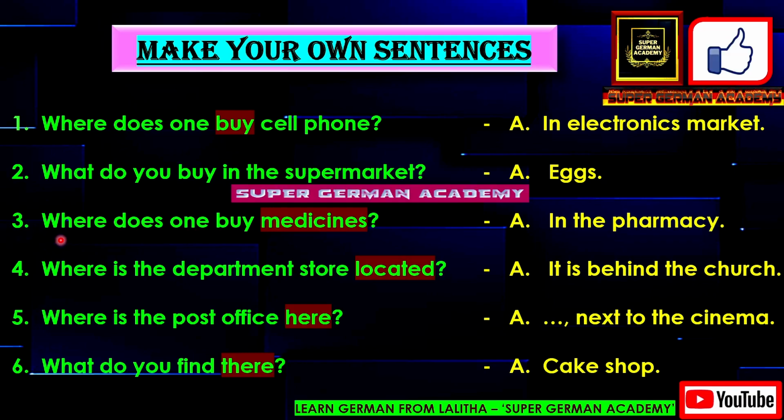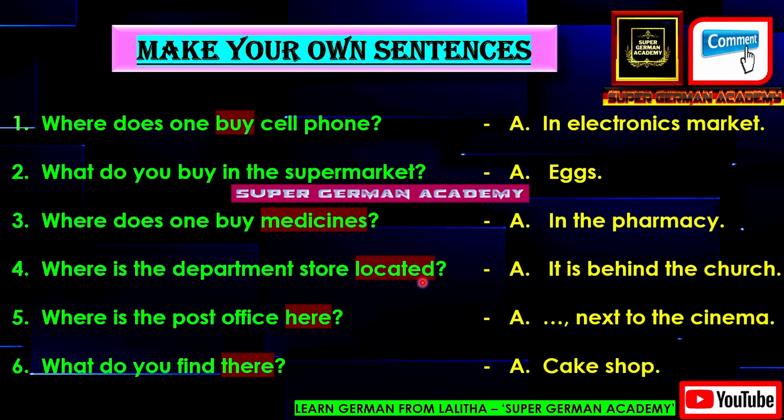The third one is, where does one buy medicines? Again here you are asking, where does a person buy medicines? Here medicines means Medikamente. And the question here is where, that is wo kauft man Medikamente. In the pharmacy is the answer, that is in der Apotheke. Here pharmacy is Apotheke and it is a feminine noun. Here the questions will be in the nominative case and the answers will be in the dative case.